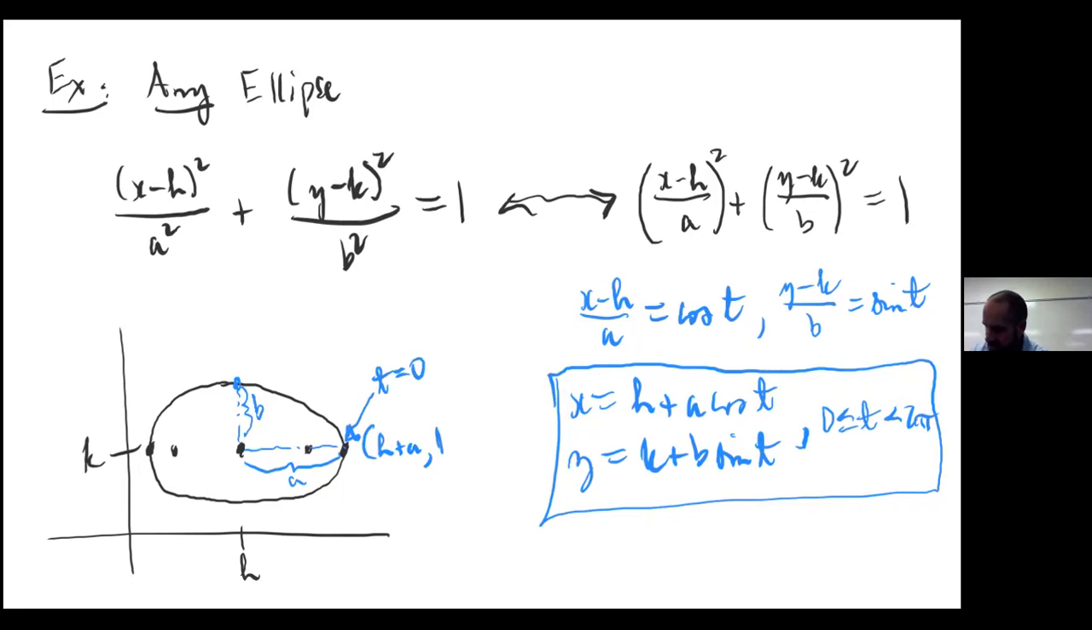Where am I at t equal to pi over 2? Cosine is 0 at pi over 2, yes? Sine is 1 at pi over 2, so it's going to be (h, k plus b). That's where I am at t equal to pi over 2. That is the point (h, k plus b). Do you see what is happening? How are we traversing this ellipse? What's the orientation? Counterclockwise. We're going like this. Okay, counterclockwise around this thing.